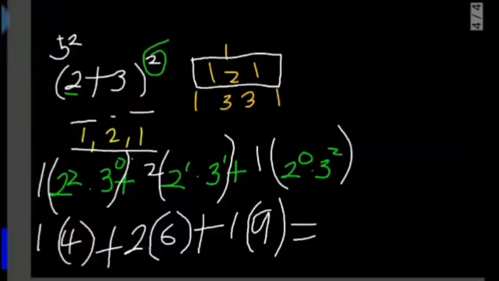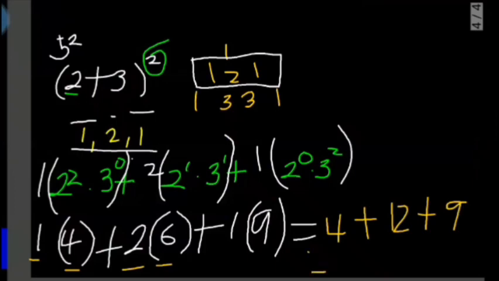So getting the result, we have 1 times 4, 4. Plus 2 times 6, we have 12. Plus 9. So surprisingly, 4 plus 12 plus 9 is 25. So that is to show that the Pascal triangle is reliable.